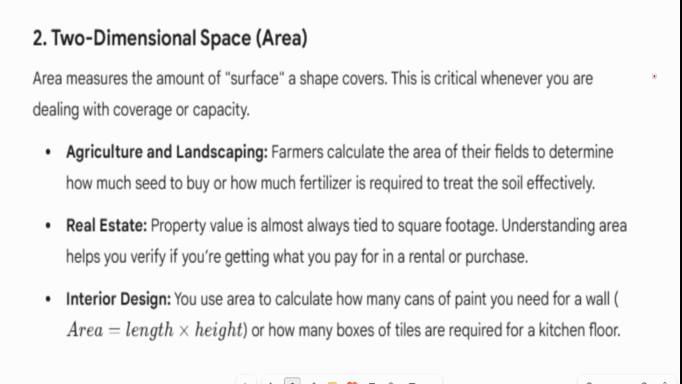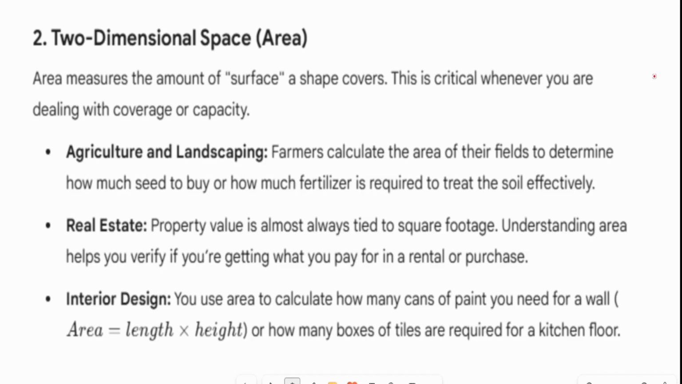And then real estate, property value is almost always tied to square footage. Understanding area helps you verify if you are getting what you pay for in a rental or purchase. So if you have a fair idea of the area of an apartment you are renting or buying, or a house you are renting or buying, then you first of all have a fair idea to know if that is the size you're looking for or if you are getting value for money. Because let's say you are comparing two or more properties, you can use the area to compare to know which one gives you value for money.